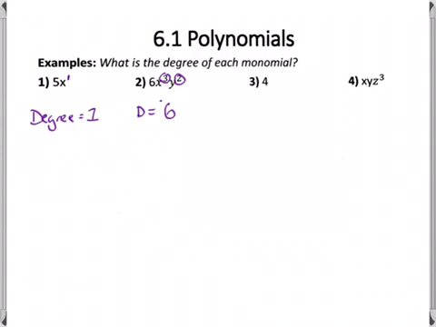In 3, there is no exponent. So that means we have a degree of 0. There's no exponent and there's no variable, so this has a degree of 0. And then in example 4, our x has an exponent value of 1, the y has an exponent value of 1, and the z has an exponent value of 3. So 1 plus 1 plus 3 gives us a degree of 5.